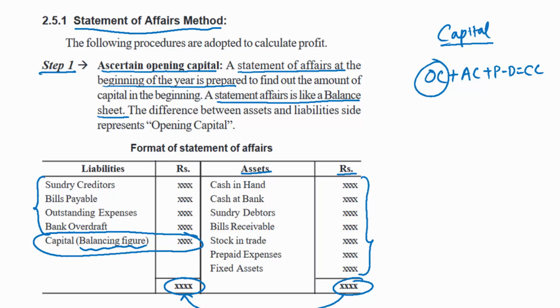I mean, we are listing out all the assets, then the total of assets is also called the total of liabilities. Then that total is compared with the other liabilities. Whatever liabilities we know, we have to list them. Then the difference is nothing but the capital. So in this way, we will ascertain the opening capital.